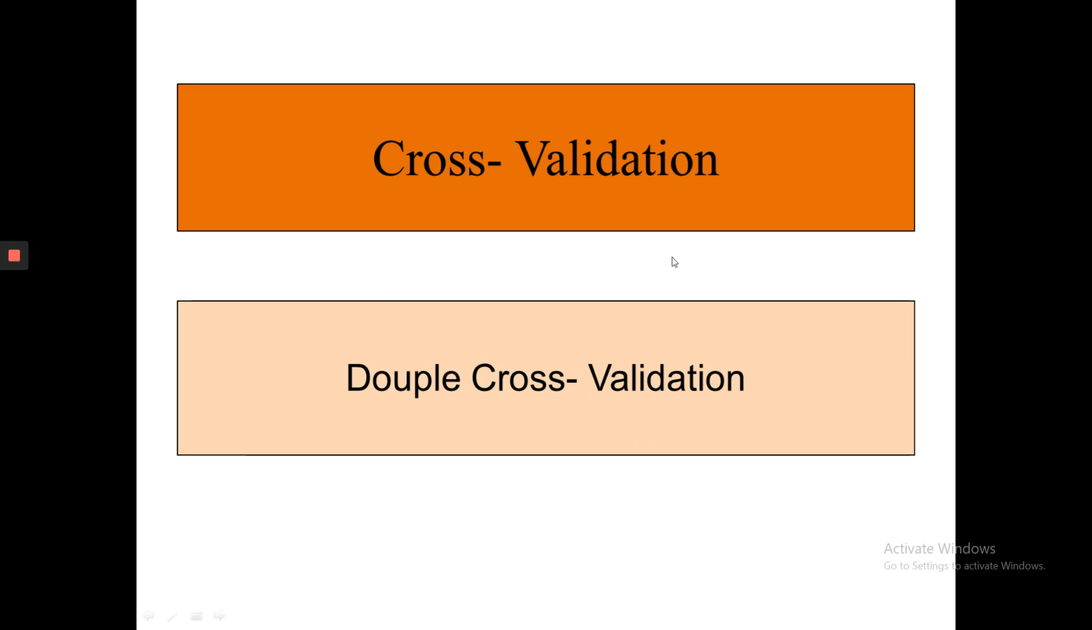About double cross-validation, it's a special form of validation in which the sample is split into halves. One half serves as the estimation sample, and the other half serves as the validation sample. The roles of the estimation and validation halves are then reversed, and the cross-validation process is repeated.